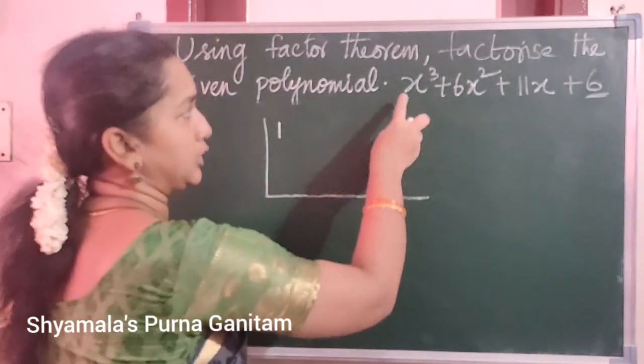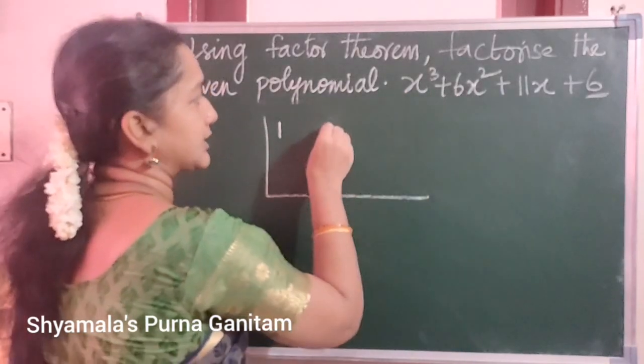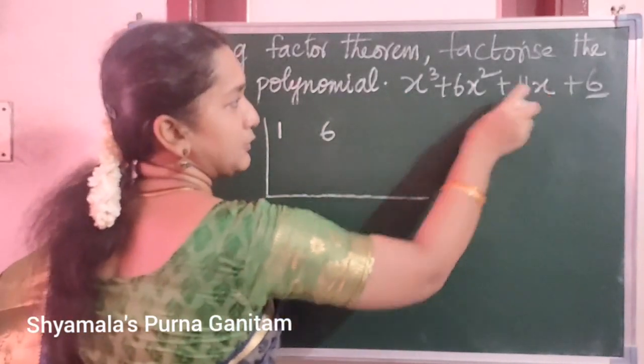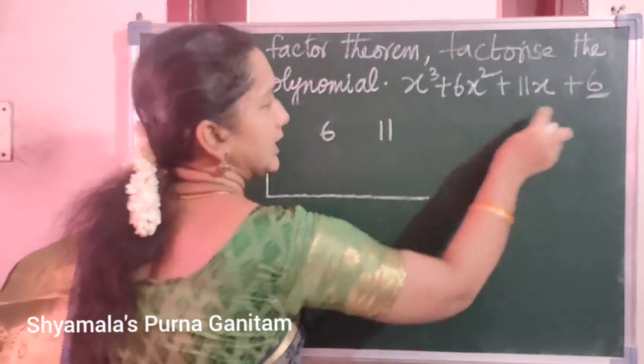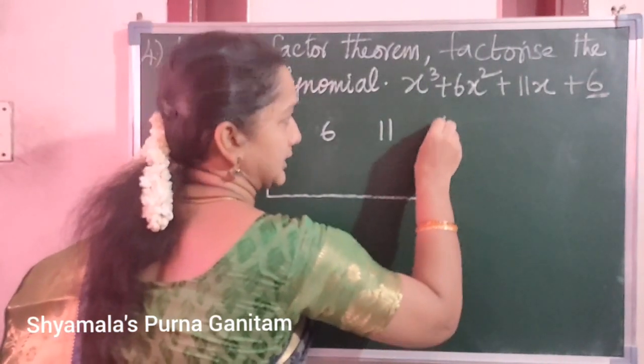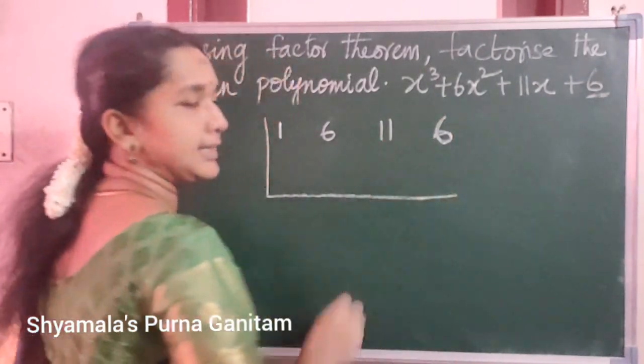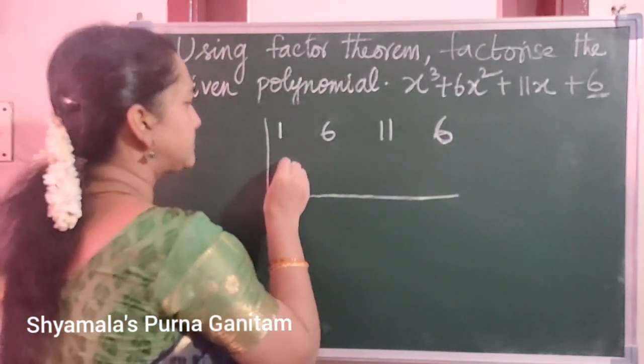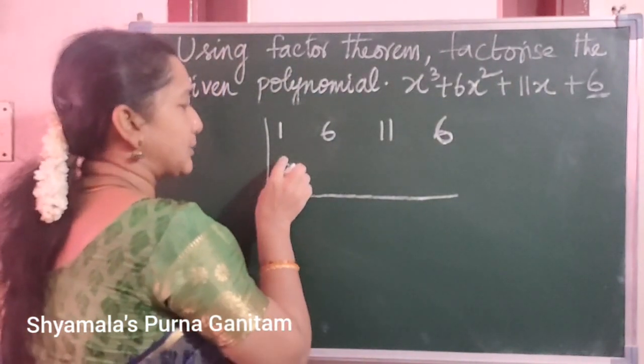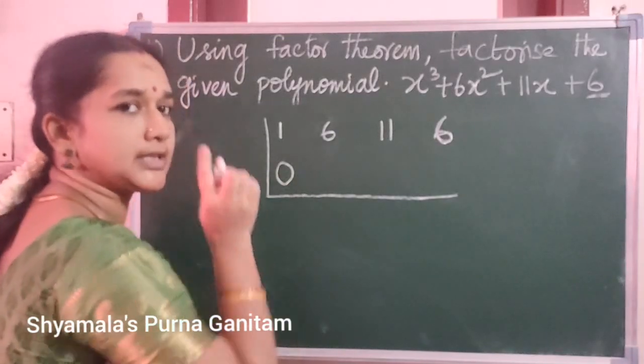Numerical coefficient you have to take. So this is 1. Then for x squared, it is 6. Then for x, it is 11. And the constant, you will write it as it is. Okay. Then you put 0. This is mandatory. The first step is you have to put 0 here.